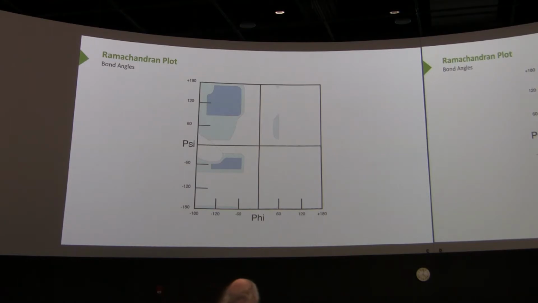A Ramachandran plot plots the stability through 360 degrees of rotation of this one, and 360 degrees of rotation of this one. That's why it goes from plus 180 to minus 180 on the top, and minus 180 to plus 180 on the bottom. And when he did that plot, the computer said, well, the darkest areas here will be the most stable regions. These are the angles that will give the most stable structures for a protein.